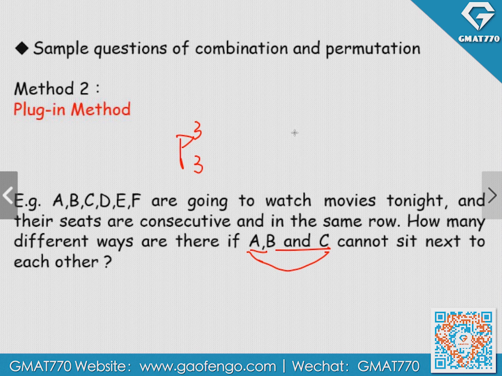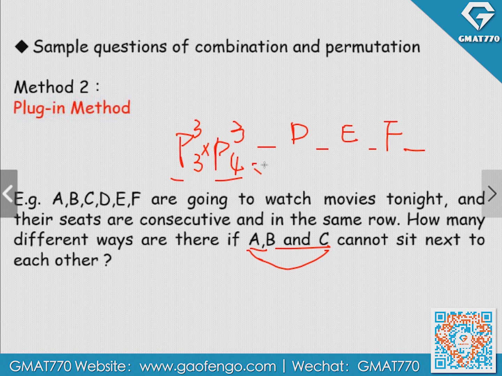After we place D, E, and F in order, we will have four different intervals, 1, 2, 3, and 4. And A, B, C must be placed into different intervals so that A, B, and C can sit separately. So we choose three different intervals from the four intervals to place A, B, and C, and the sequence does matter, so we use P43, not C43, to represent that. These are two different procedures, so we multiply them together to get the answer to this question.